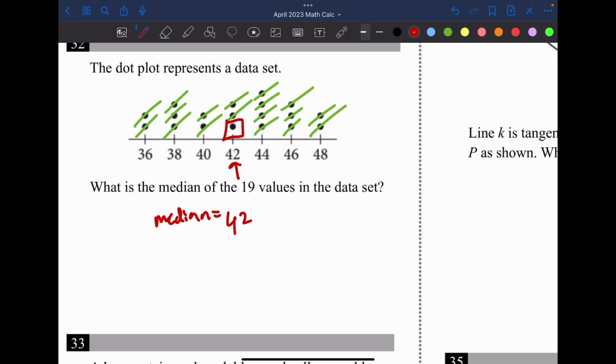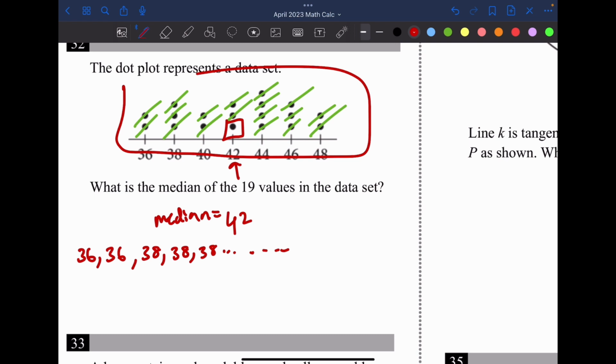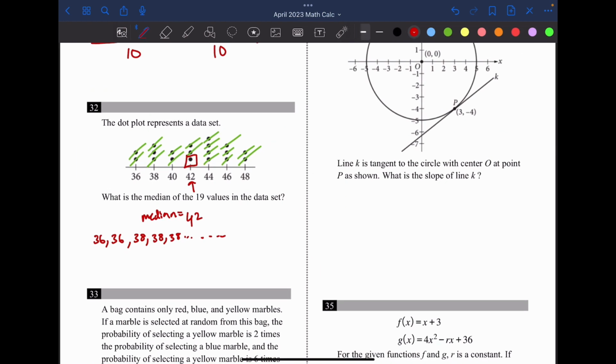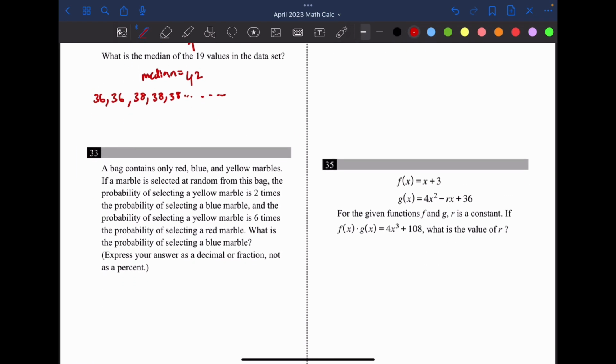So you can, for example, start off with 36, 36, 38, 38, 38, and so on until you write down all of these numbers, and then you can start crossing them off left and right like we also did. But what I did was basically that, but without actually writing the numbers down. But if that helps you, you can do it. It doesn't really matter as long as you get the right answer.